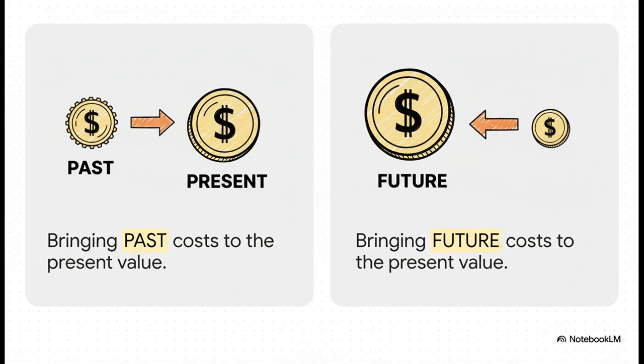First, there's standardization. This is all about adjusting for inflation, bringing those costs from the past into today's dollars. And second, there's discounting, which kind of does the opposite for the future. You see, a dollar in your hand today is worth more than a dollar someone promises you a year from now. So discounting brings those future costs back to what they're worth in the present day.